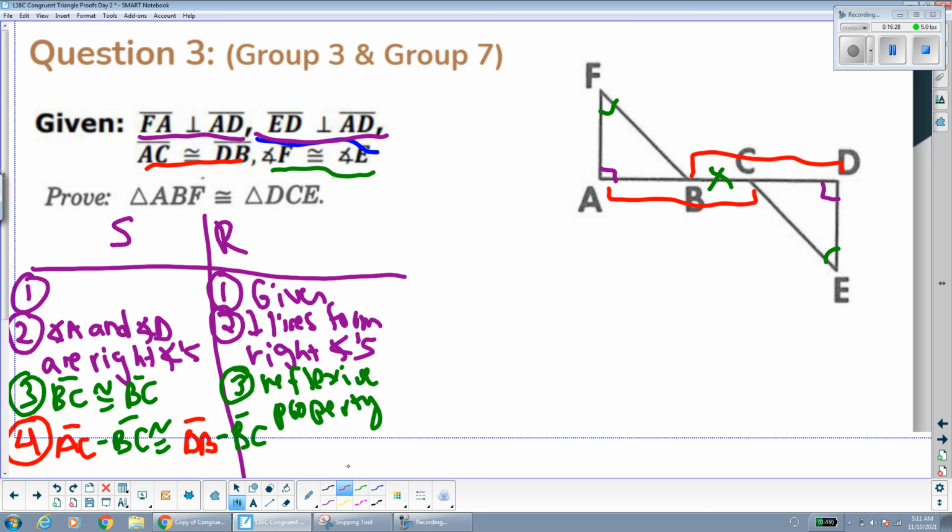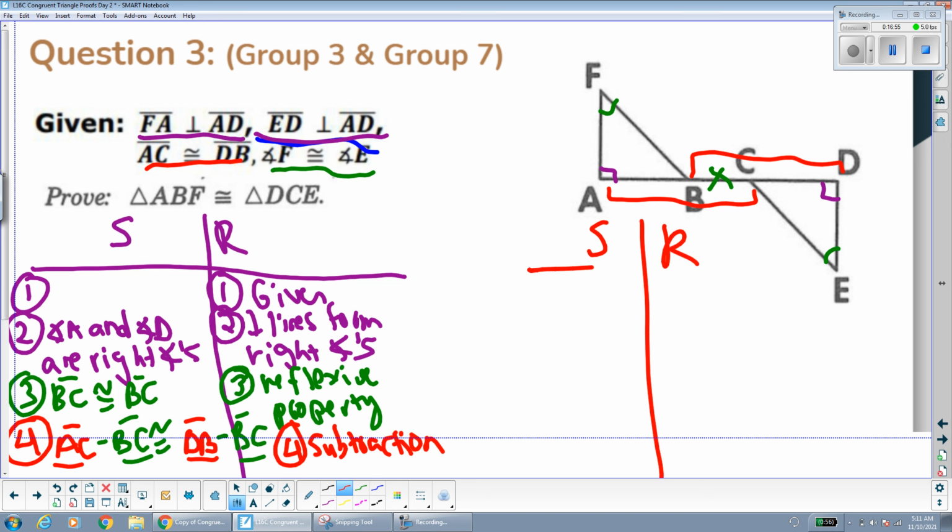Let's just verify quickly it works. Are we starting with congruent segments? Yes. We're given that AC and DB were congruent. Are we subtracting two congruent segments? Yes, because in step 3, we made the statement that BC was congruent to itself by the reflexive property. So this is the subtraction postulate. So I'm just going to write here subtraction. And let's go to our next step after that.